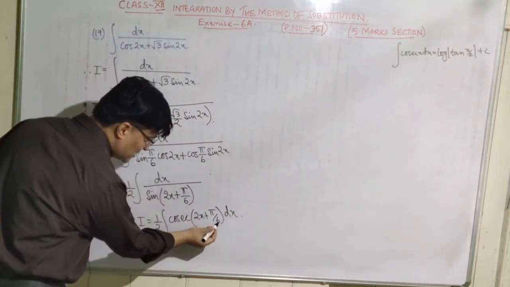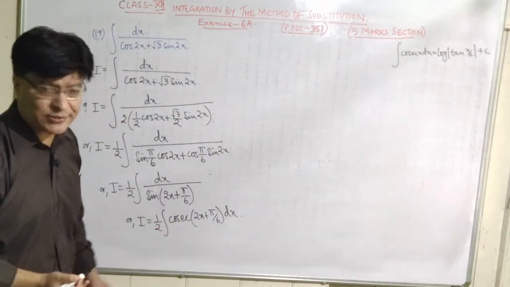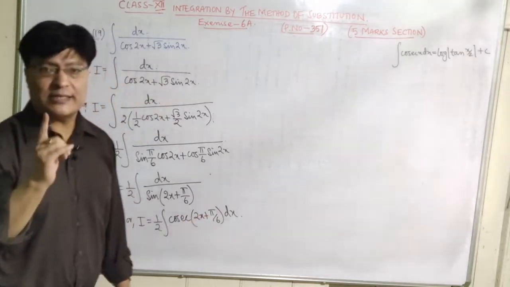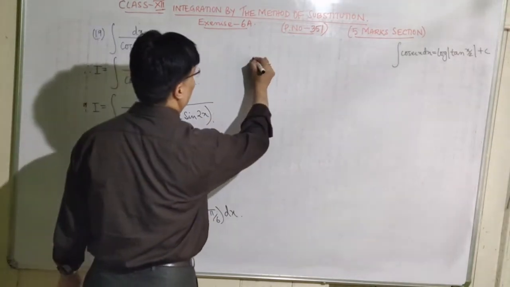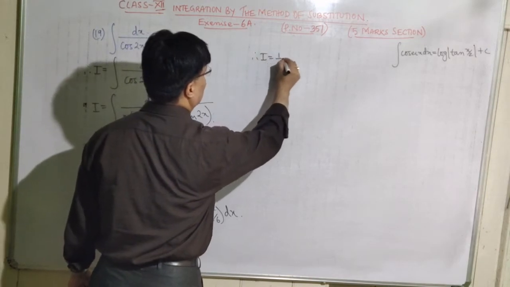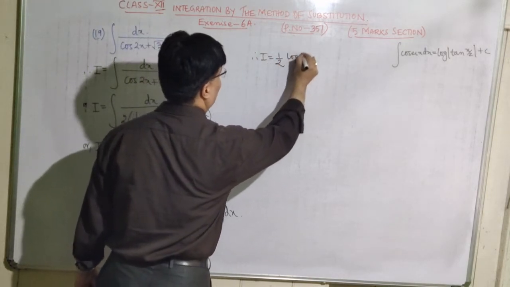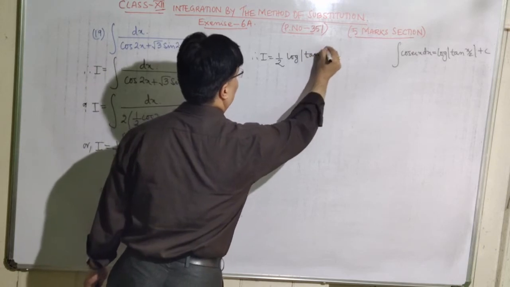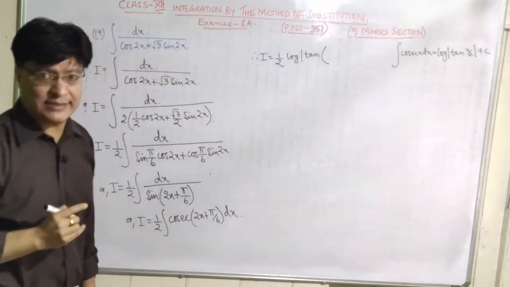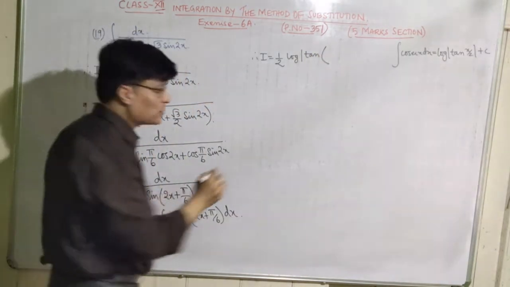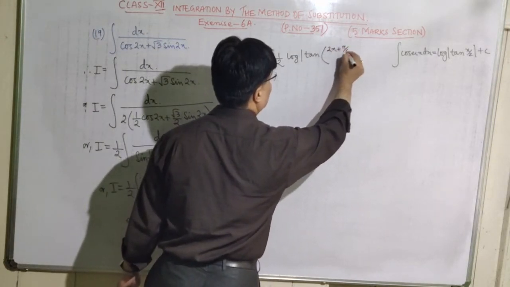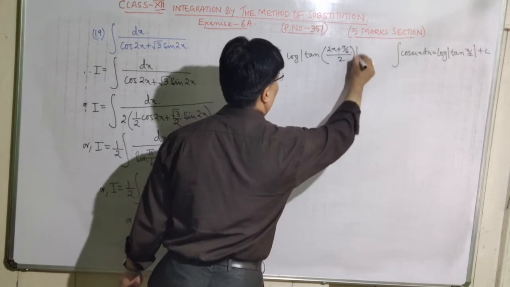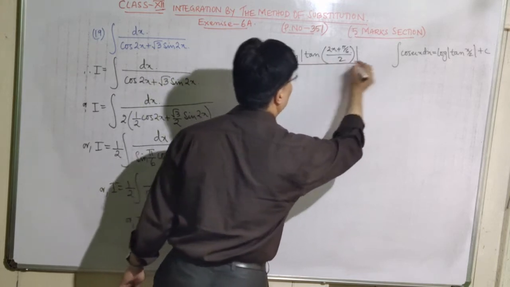So here what is x? It is 2x plus pi by 6. This 2x plus pi by 6 is taken as x. Okay, so this is cosec x. Therefore I is equal to half log within mod tan, what is x by 2 in this case? Here x is 2x plus pi by 6, so x by 2, mod sign close. Now this whole divided by what?